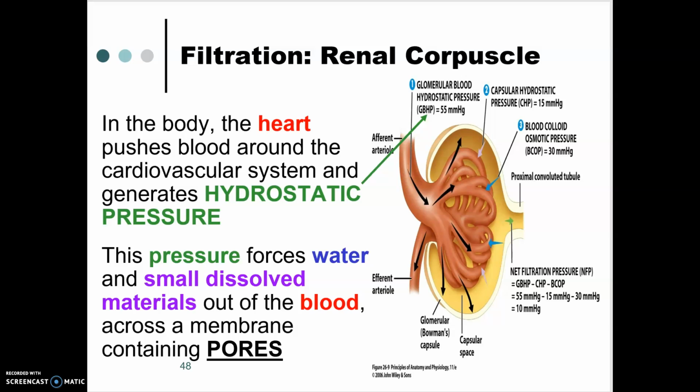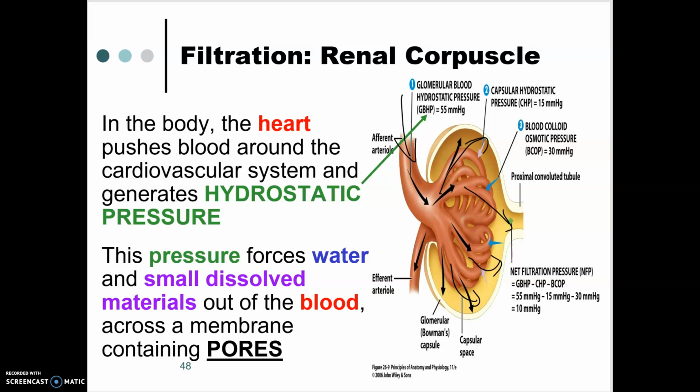So it still has that hydrostatic pressure that's generated when the heart pumps to send blood around the body. What we have coming into the corpuscle through the afferent arteriole is our whole blood: plasma, ions, small dissolved materials, proteins, everything is going to be there. The blood flows into the capillaries of the glomerulus, and it's under pressure, so it actually forces material out of the blood and the plasma.